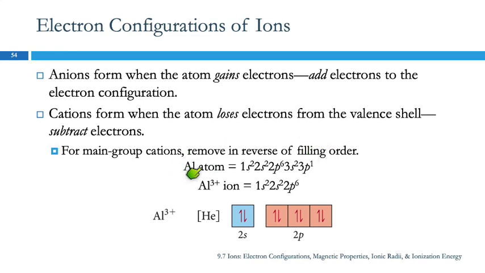So if we have the aluminum atom and we want to know the electron configuration for the aluminum ion, we need to remove 3 electrons. We'll go from the end, we'll take off the 3p1 and 3s2. That's 3 electrons removed, and so we end up with this electron configuration, which is the same as neon.